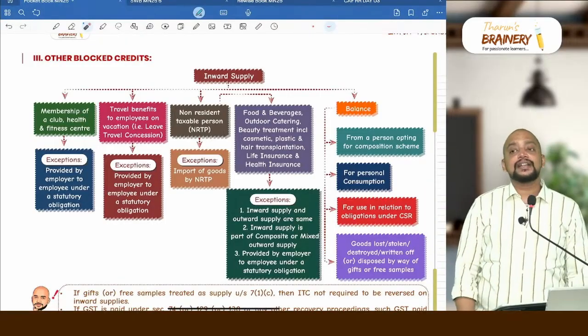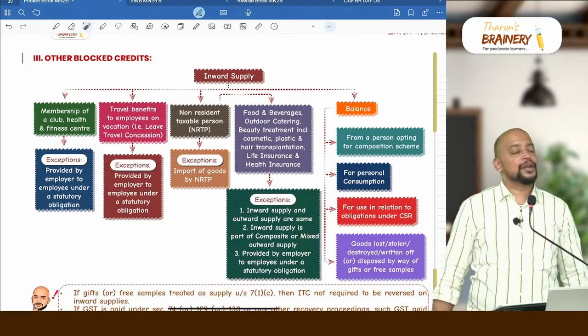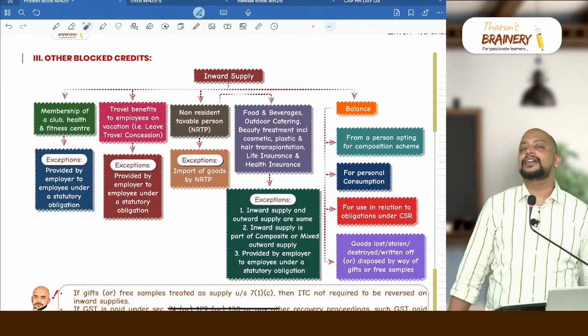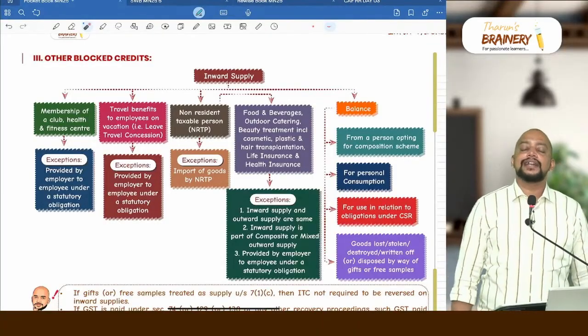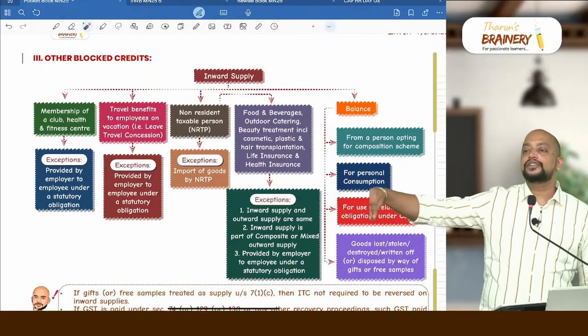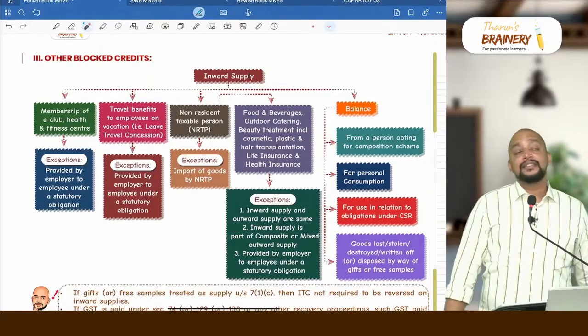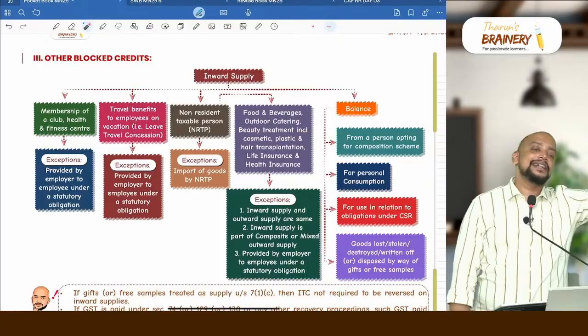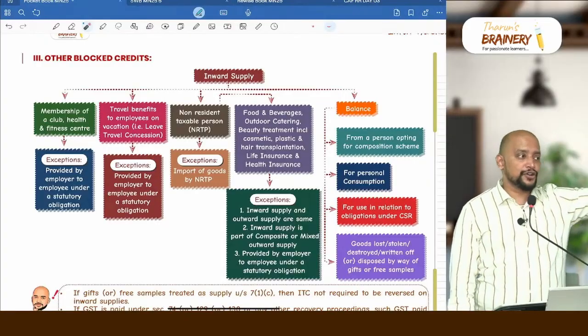However, if it is under a statutory obligation incurred by employer to employee, they can take ITC. Example, Neyveli Lignite Corporation has to mandatorily take membership of a health club for the purpose of upkeep of the health of their workers. In that case, can they take ITC on that membership of a club? Yes, because it is under a statutory obligation.